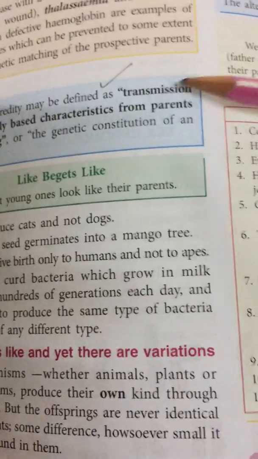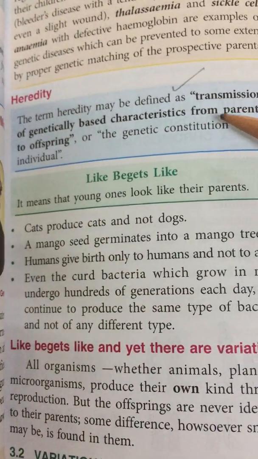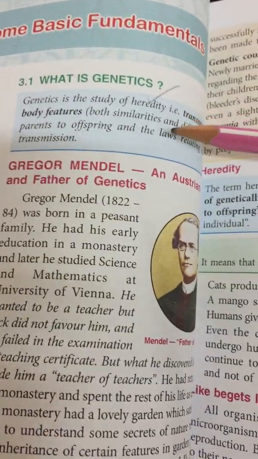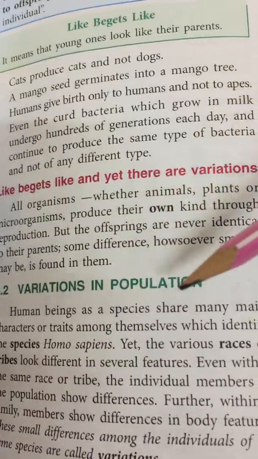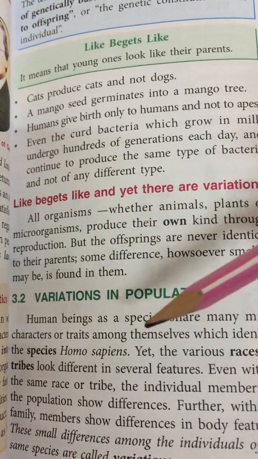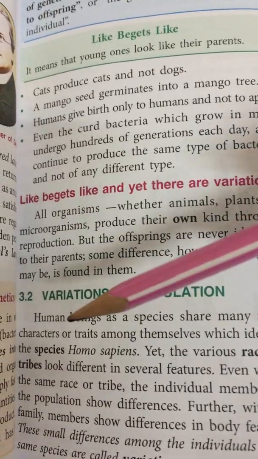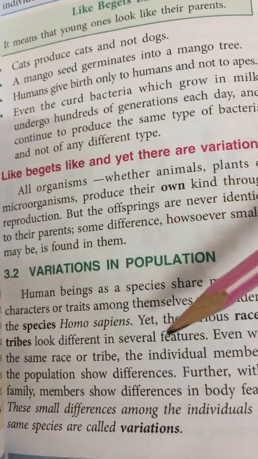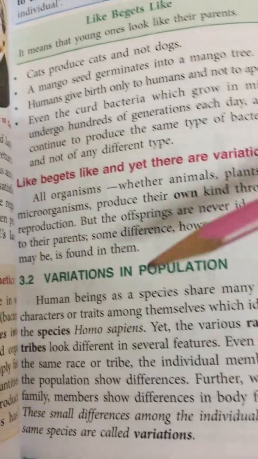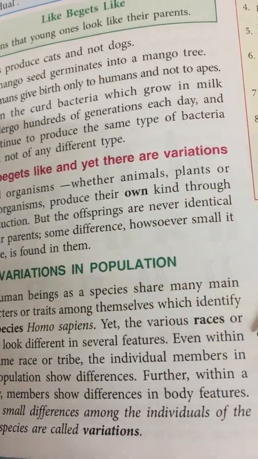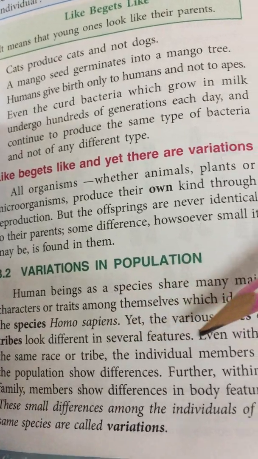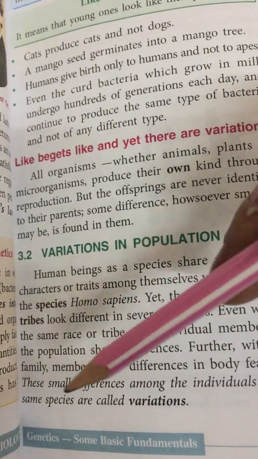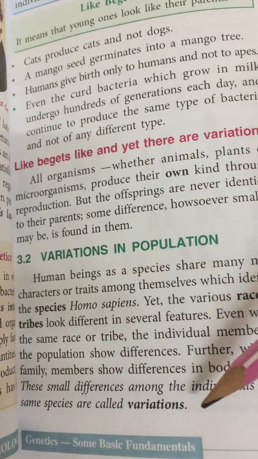These are some of the examples of the characters which we inherit from our parents. And this inheritance is studied under heredity, and the science of heredity plus variation is studied under genetics. Now, what is variation? Human beings as a species share many characters or traits among themselves which identify with the species. Yet, various races or tribes look different in several features. Even within the same race or tribe, the individual members of the population show differences. So, these small differences among the individuals of the same species are called variations.